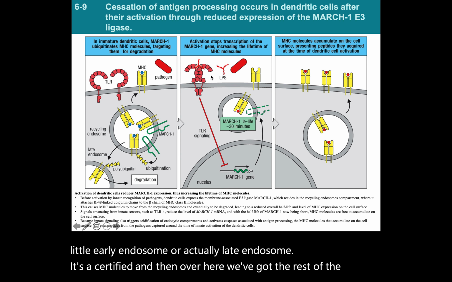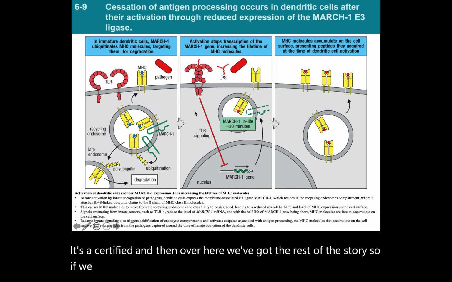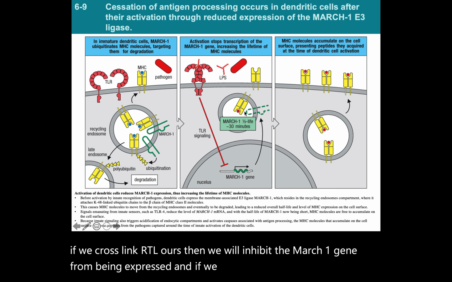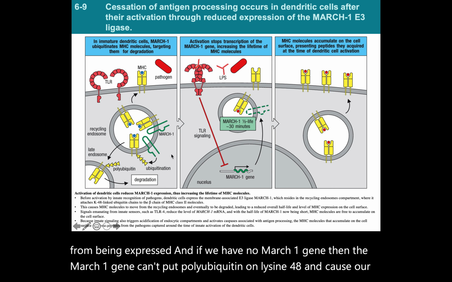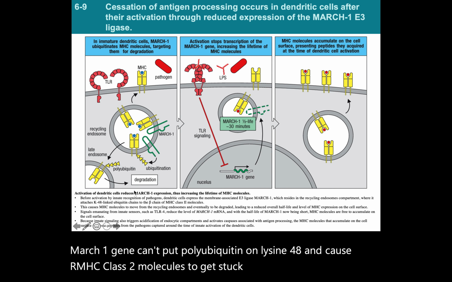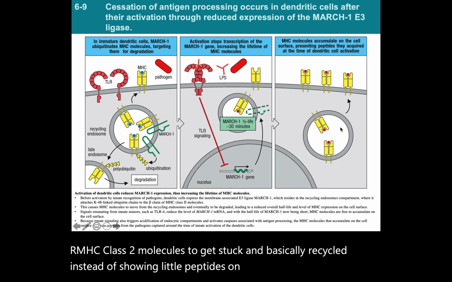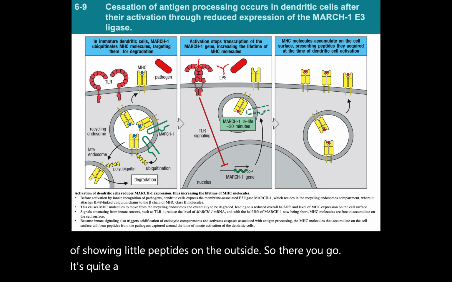So if we cross-link our TLRs, then we will inhibit the March1 gene from being expressed. And if we have no March1 gene, then March1 can't put polyubiquitin on lysine 48 and cause our MHC class 2 molecules to get stuck and basically recycled instead of showing little peptides on the outside. So there you go. It's quite a story, and thankfully, that is the end of the MHC class 2.